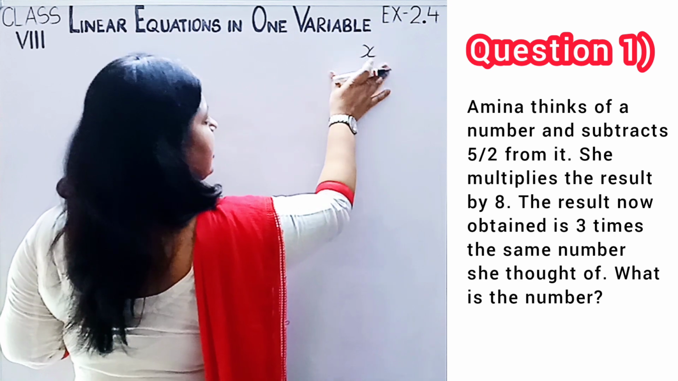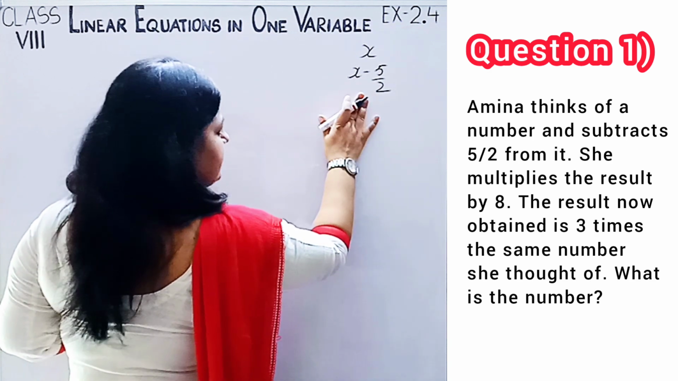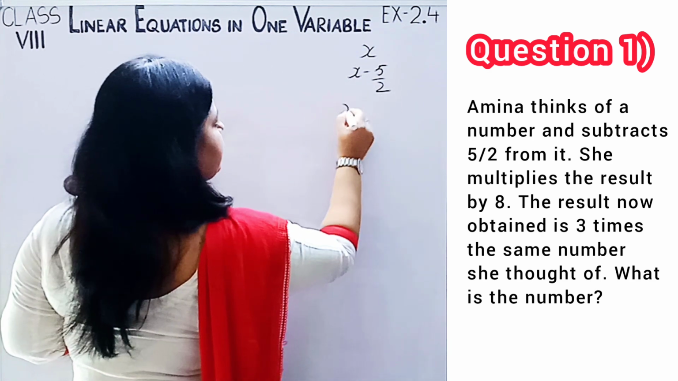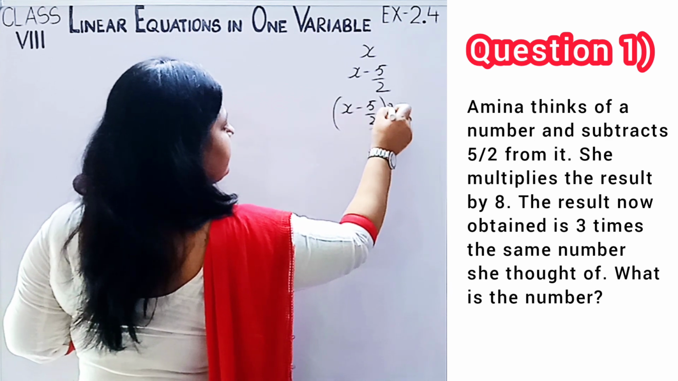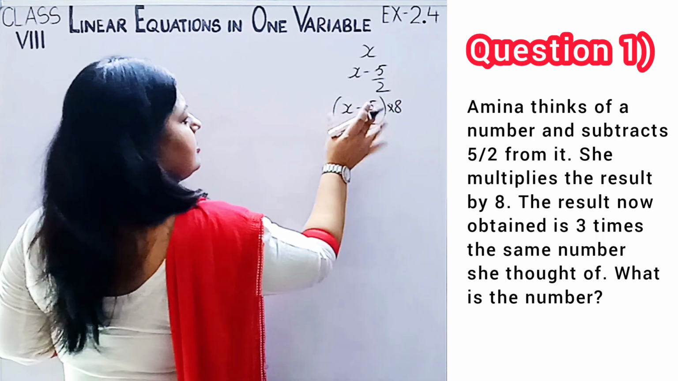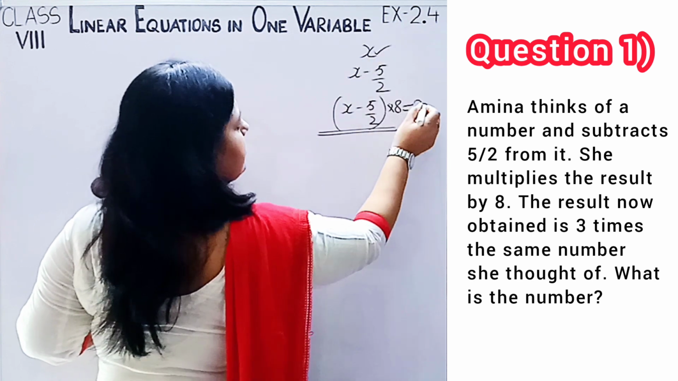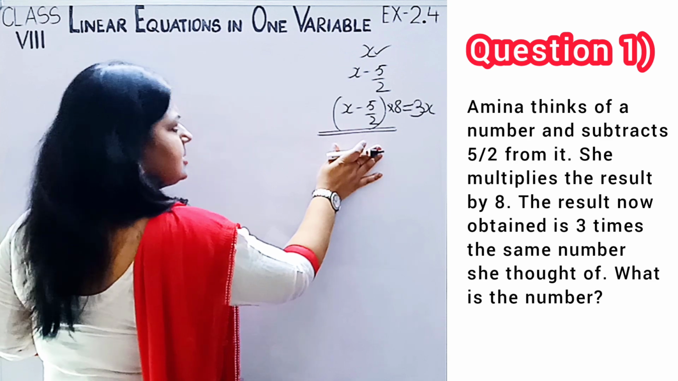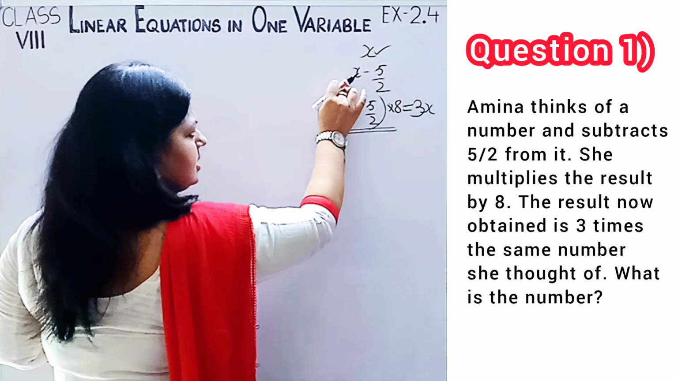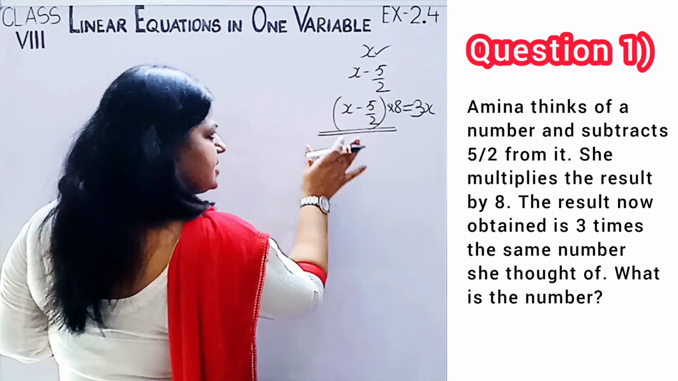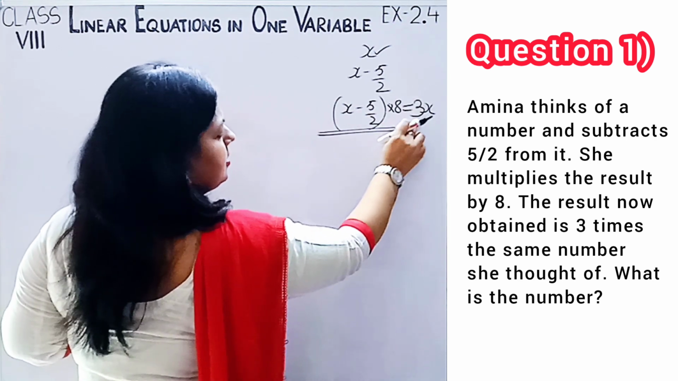After that, she subtracts 5 by 2 from it. Then, she multiplies the result by 8. X minus 5 by 2 multiplied with 8. And this result will be 3 times of this number. How did we get this? First we take number x, after that subtract 5 by 2 from this number, then multiply this result with 8, and the entire result should be equal to 3x.